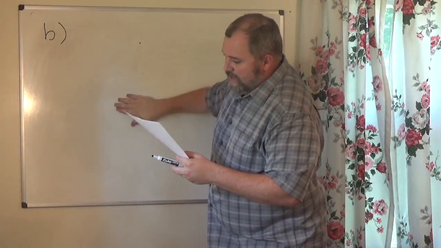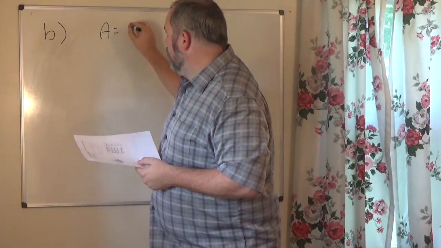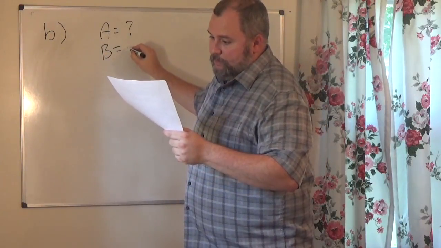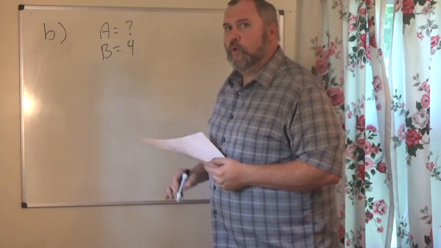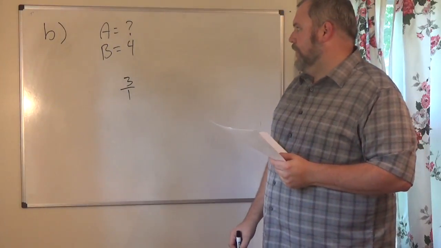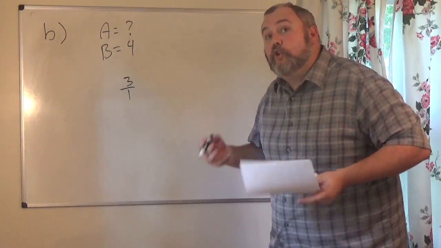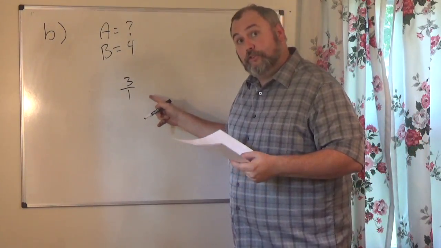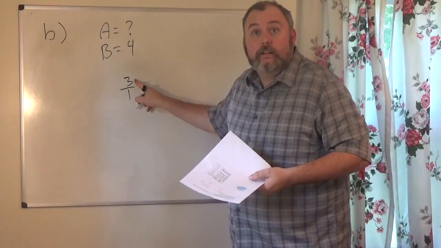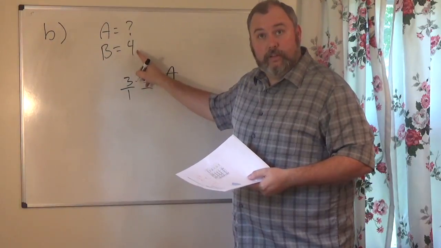This time, what it was asking you was for A. You don't know what A is, but you do know what B is, and B happens to be 4. And then they give you a ratio of 3 over 1. Now think this through. How can I go about solving this? I set up a proportion. What do I know? I know my ratio is 3 over 1. It's equal to, well, what's the top number going to be? A, right? What's the bottom number supposed to be? B. Well, in this case, what is it? 4.